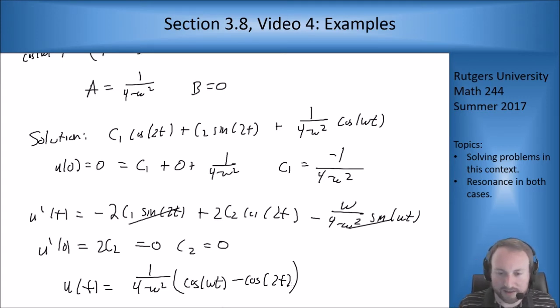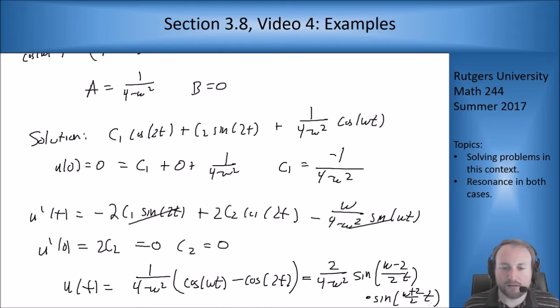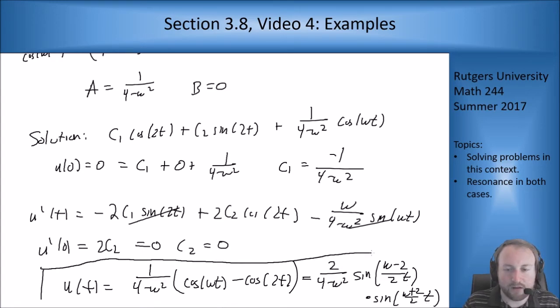You get something that looks like this. If I want to rewrite it in the other form, I get 2 over 4 minus omega squared sine of (omega minus 2) over 2 t times the sine of (omega plus 2) over 2 t. So that's what you get for the solution here. And then if you were to graph this, you would get some of the stuff we saw from last time.